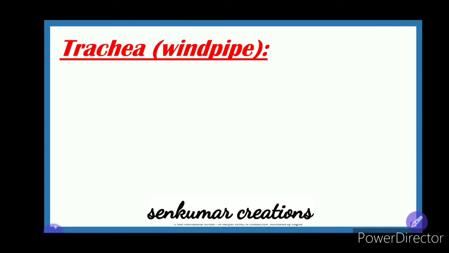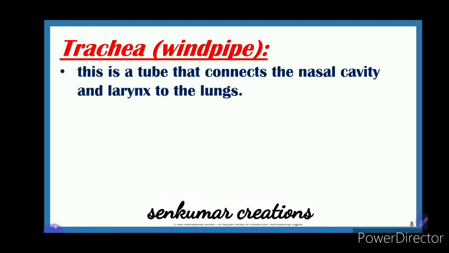Let's see the next part, the trachea. I told you, it's a tube-like structure and it has cartilage. It is otherwise called the windpipe. This is a tube that connects the nasal cavity and larynx to the lungs. Next to the pharynx, there is an area we can call the larynx. The larynx connects to the lungs with the bronchi. The trachea finally divides into two branches. One branch goes to the left lung and another goes to the right lung. So this is the tube-like structure that connects the nasal cavity and larynx to the lungs.